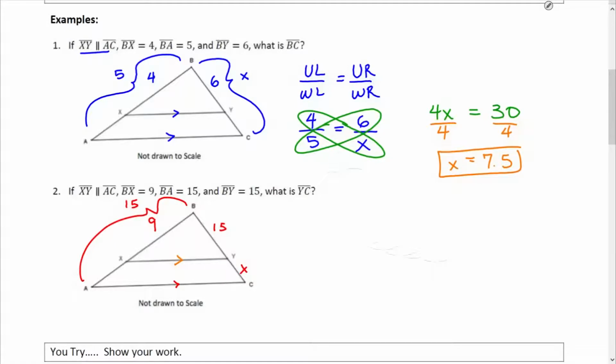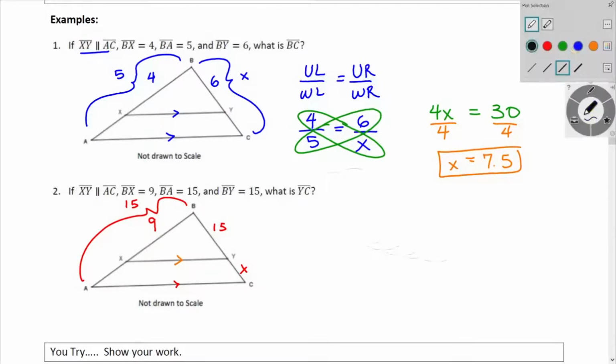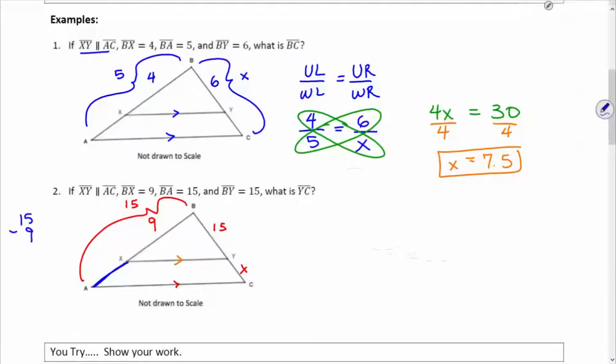Now notice that we're not finding the whole length. It does not correspond with 15. It's the bottom, the lower right, that we're asked to find. There's a couple ways to do this, and I think the easiest way is to figure out what XA is equal to. I can find that because I know 15 is the whole left, so 15 minus 9 is 6. So this length right here is 6.